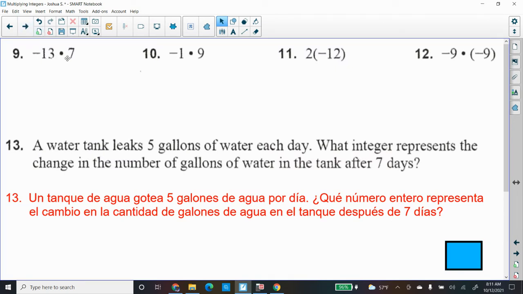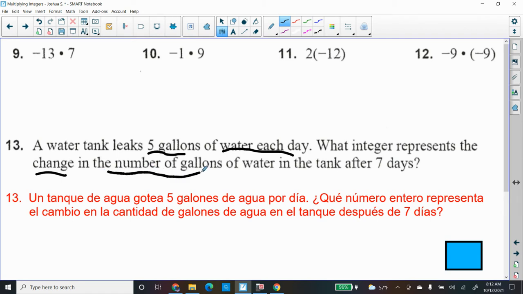Here's some more. Oh, we got a word problem here. All right. A water tank leaks 5 gallons of water each day. That's important to know. So 5 gallons of water each day. What integer represents the change in the number of gallons of water in the tank after 7 days? So it's leaking. That means it's going down. So I'm going to put -5 for the leak because it's leaking out water. So that's going to be less water there.